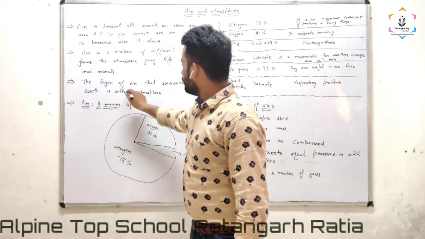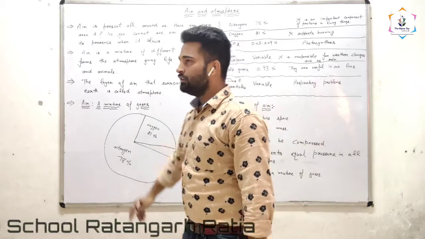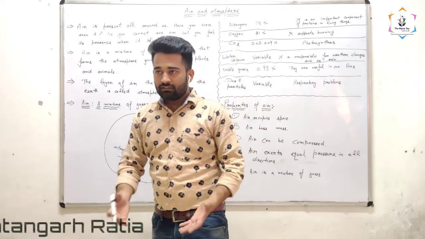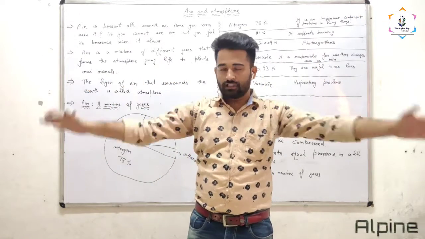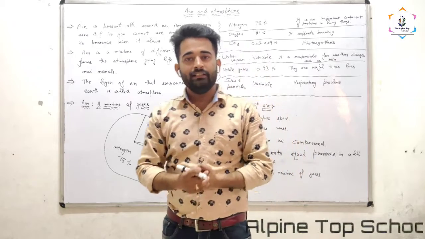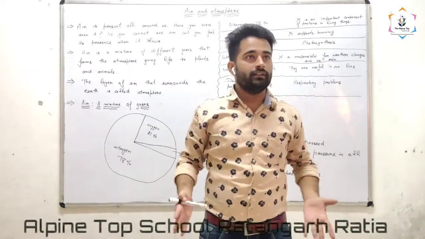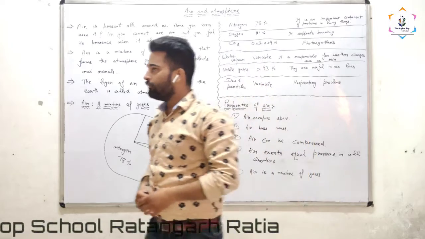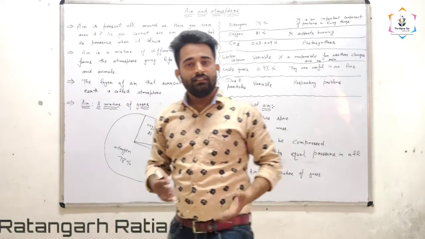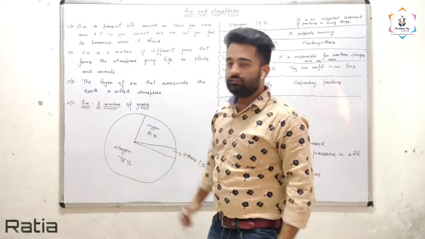Next thing, the layer of air that surrounds the earth. You know very well, this is the earth. The layer of air surrounds the earth. That layer of air is called the atmosphere. What is the atmosphere? A blanket of air around us. The blanket of air around the earth is called the atmosphere.